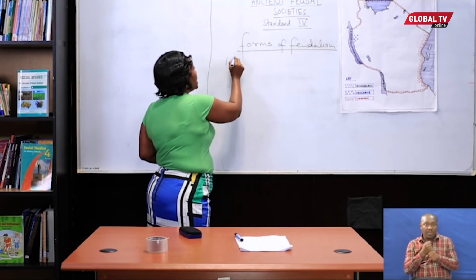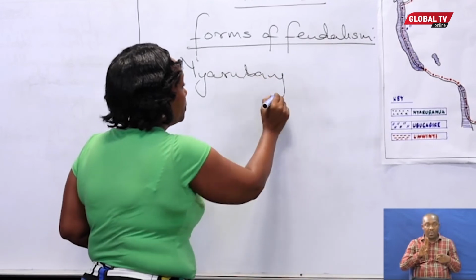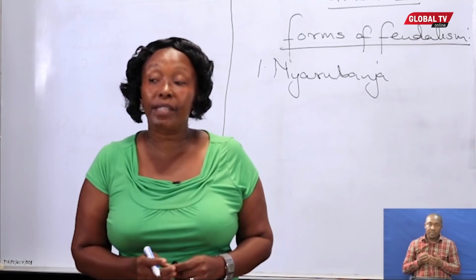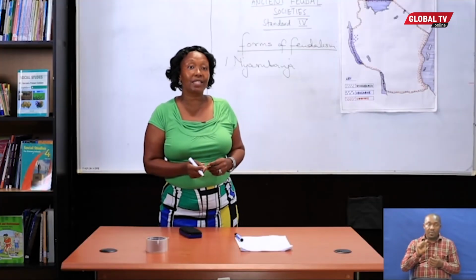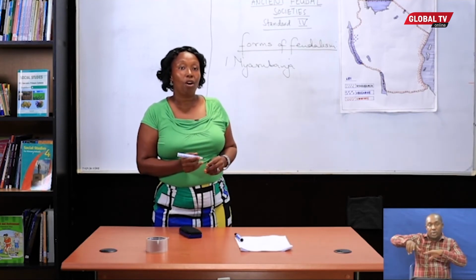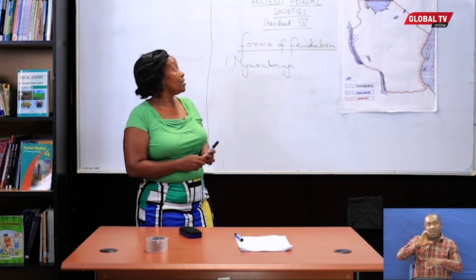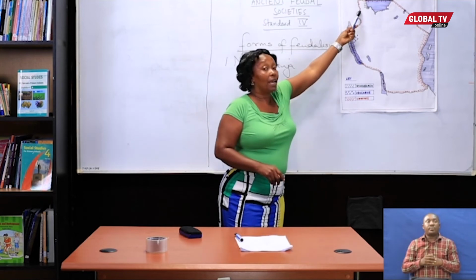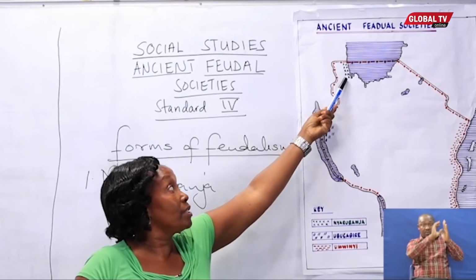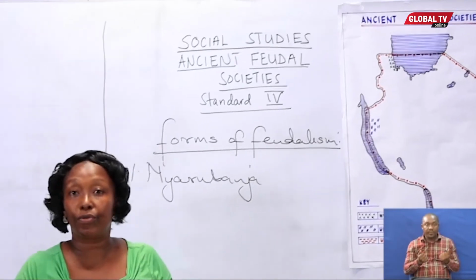The first one, we said, is the Nyarubanja system. This is the feudal system which was practiced on the shore of Lake Victoria, the western side of Lake Victoria. As it is shown here on the map of Tanzania, this is where the societies practiced Nyarubanja, on the west side of Lake Victoria.